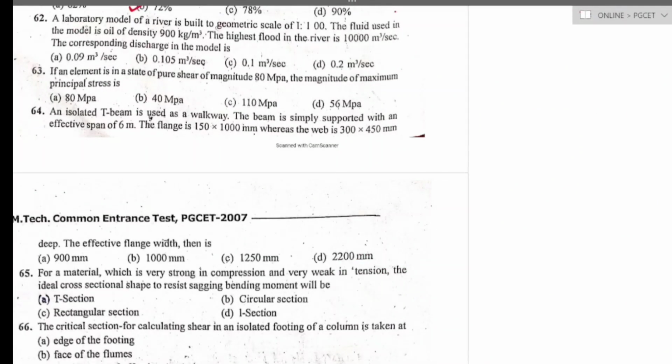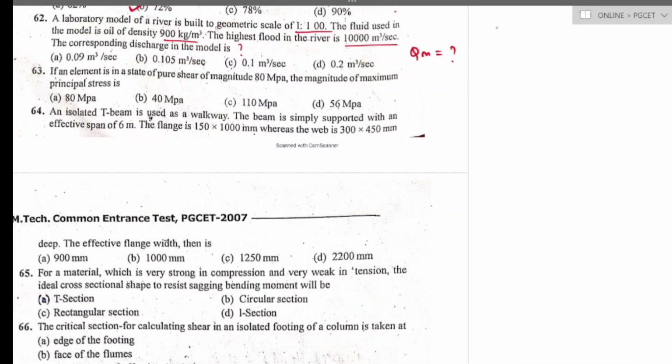Question number 62. A laboratory model of a river is built to a geometric scale of 1:100. The fluid used in the model is oil of density 900 kg per meter cube. The highest flood in the river is 10,000 meter cube per second. Then the corresponding discharge in the model. You have to find the corresponding discharge in the model, that is Q_M is equal to how much.